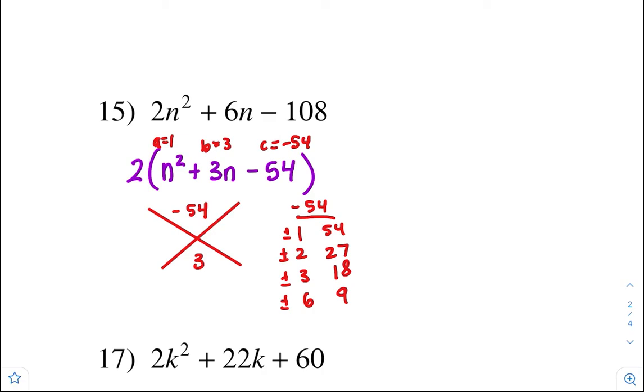Which combination of these, if we add them together or subtract them from each other, will give us 3? It's 6 and 9, but which one has to be negative? The 6, because negative 6 plus 9 gives us a positive 3. If it was vice versa, it would give us negative 3, which is incorrect. So it has to be this. Don't forget that when you factored out the GCF, we still need that. So we have 2 times n minus 6 and n plus 9 as our factors.